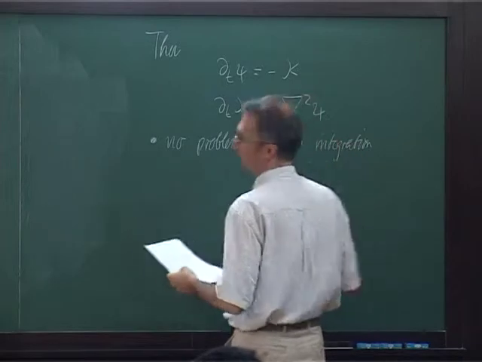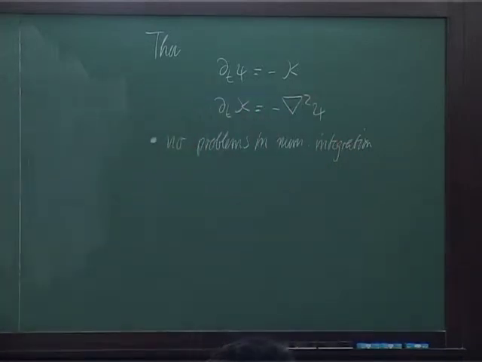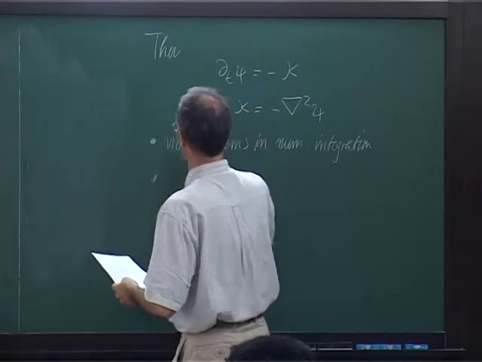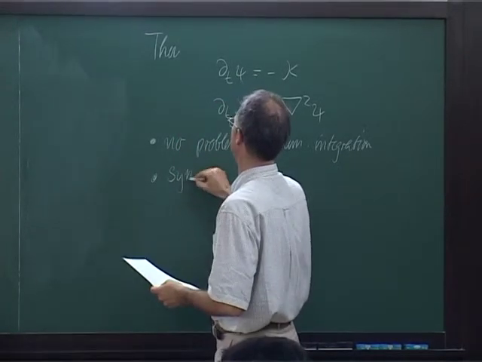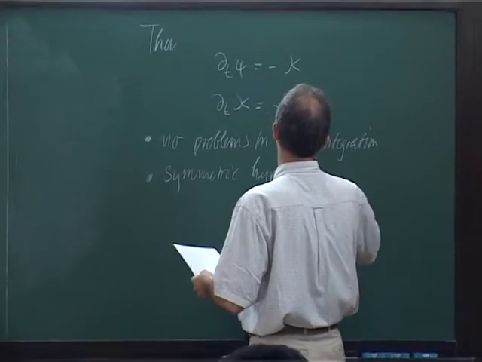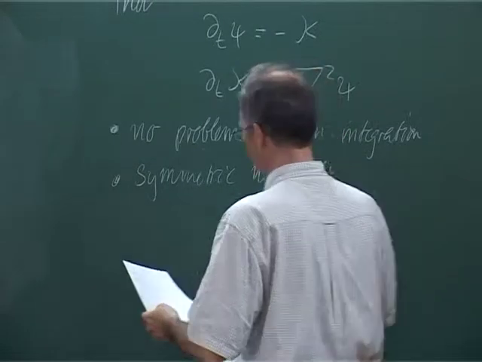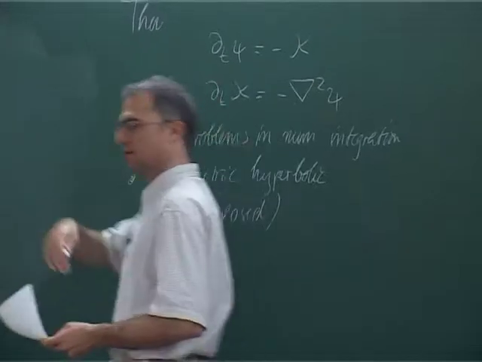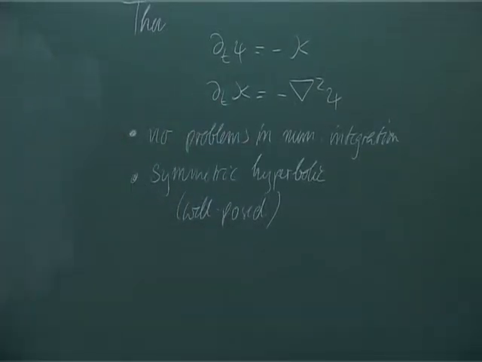And if we're all excited about this and tell our mathematician friends, they would tell us, well, what do you expect? It's a symmetric hyperbolic equation. Symmetric hyperbolic equations are well posed. That means they have well-behaved solutions, so there should be no problem at all. This is an example of a symmetric hyperbolic system which is well posed. That means the solutions are well behaved and all is good.